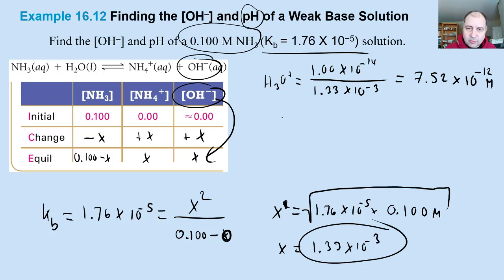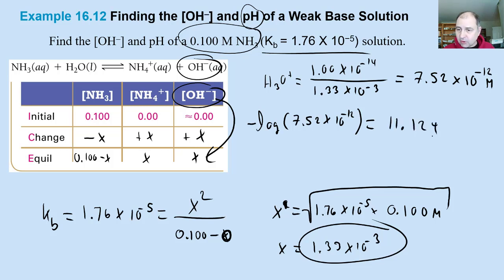But it's reasonable here, should be small, and then if I take the negative log of 7.52 times 10 to the minus 12, I get a pH of 11.124, which is of course too many sig figs, but it doesn't matter. So the pH will be higher than 7. It makes sense, right? Because we have a weak base, so your pH should be higher than 7, should be basic.